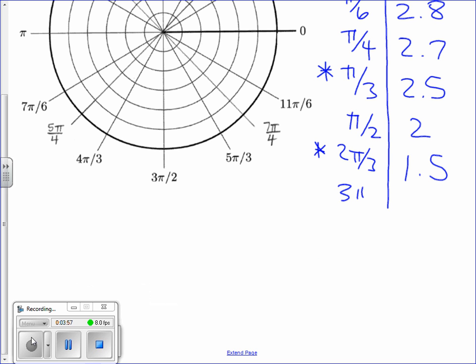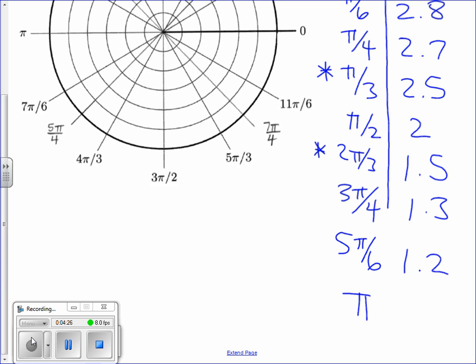Okay, I'm going to extend the page here a little bit. So we have the cosine of 3 pi over 4, that's going to be negative approximately 0.7. So if I add that to 2, now I'm at 1.3. Go over to 5 pi over 6. The cosine of that is negative radical 3 over 2, which is in the neighborhood of negative 0.8. Add that to 2, you get 1.2.